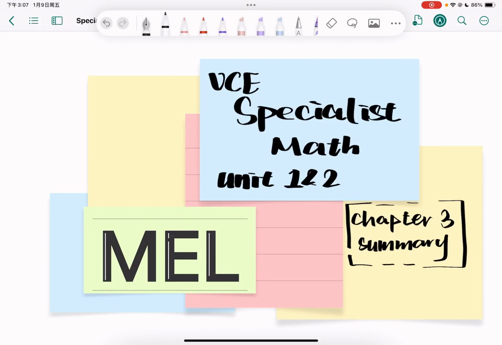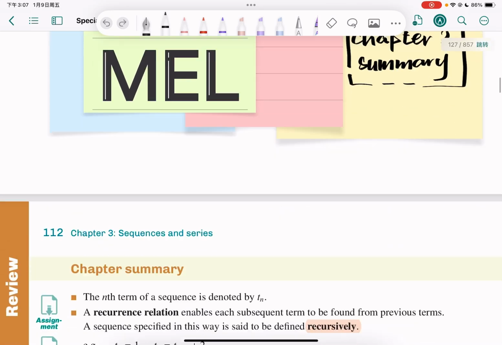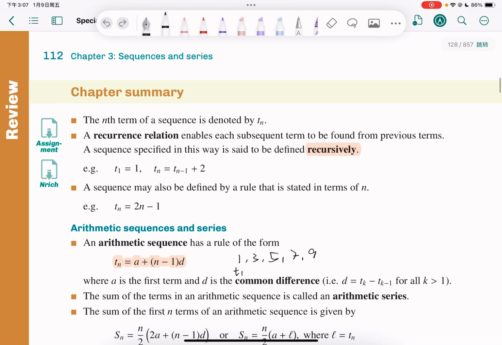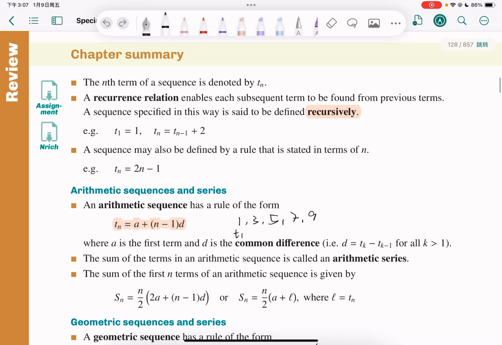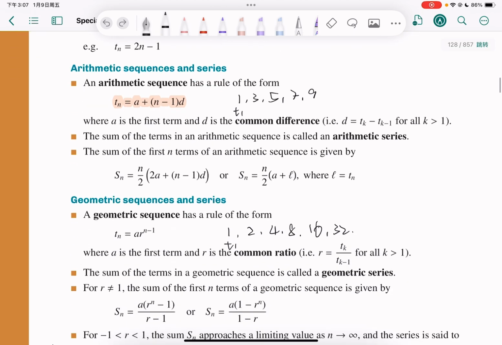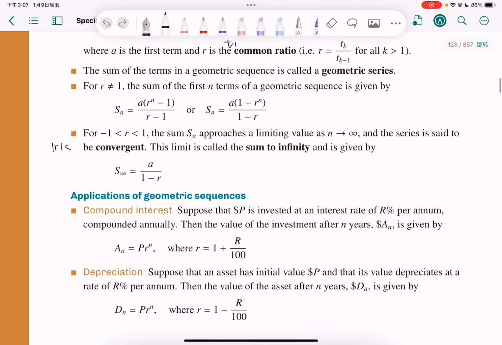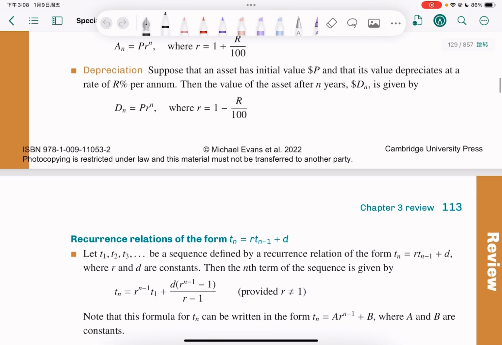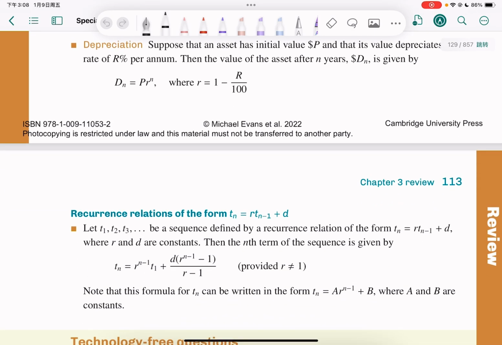Today we're gonna go through the Chapter 3 summary of VCE Specialist Math Units 1 and 2. Chapter 3 is about sequences and series. We're gonna go through arithmetic sequences and series and geometric sequences and series, and a little bit of the application and recurrence relations of this form.